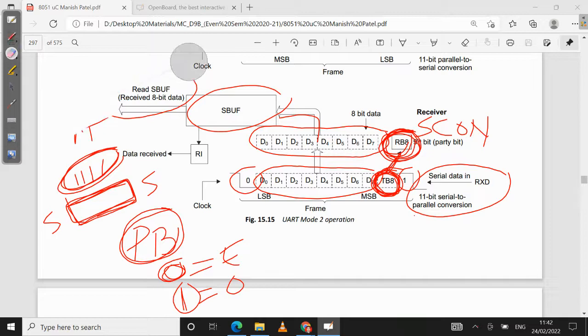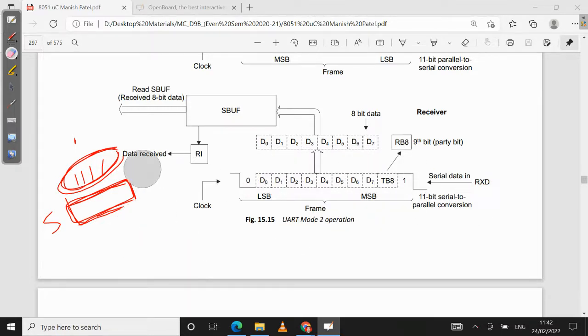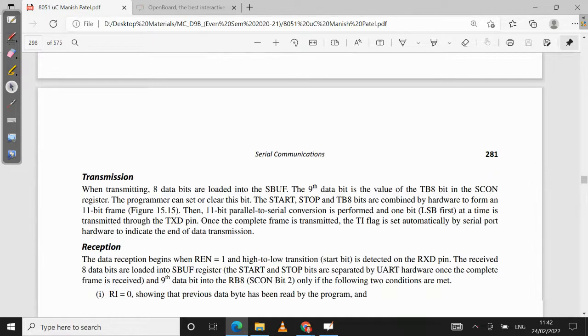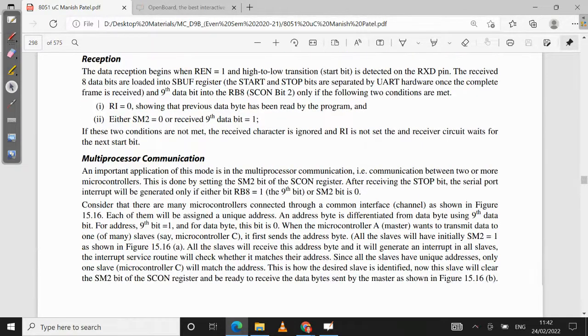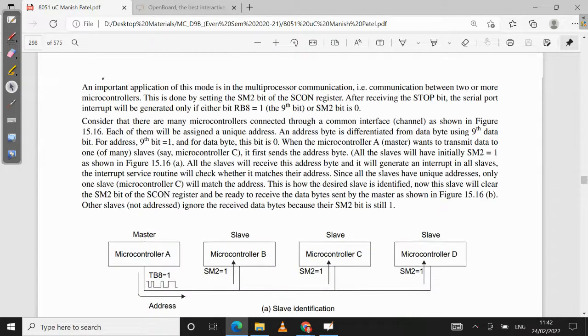So we have done with mod 0, mod 1, mod 2. Now the last mod, that is mod 3. So pay attention for mod 3. Please go through this transmission reception. Yes, you can also see what do you mean by multiprocessor communication.